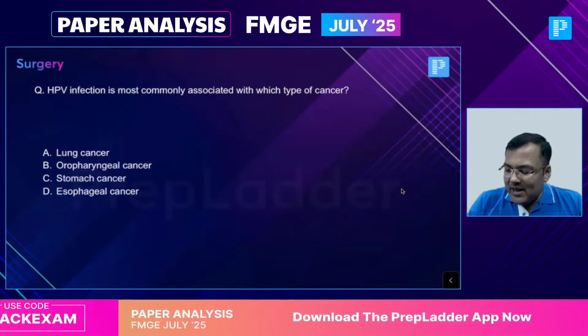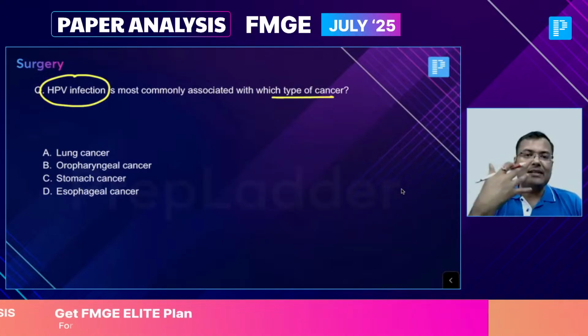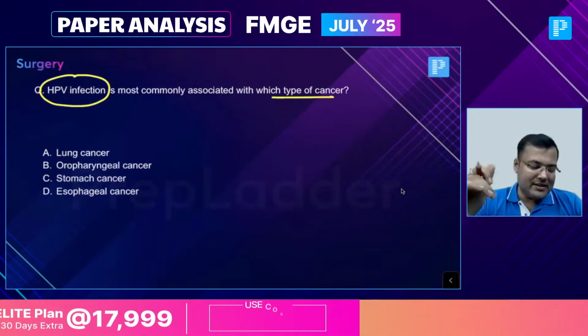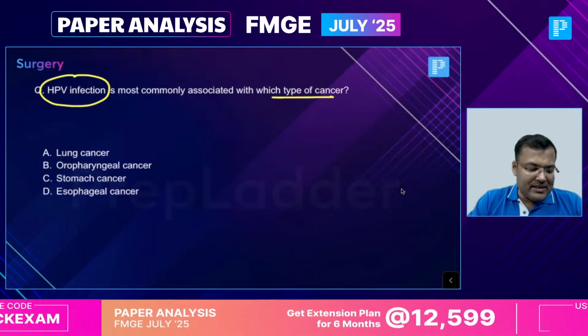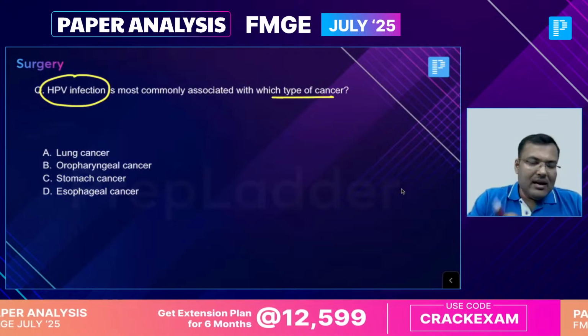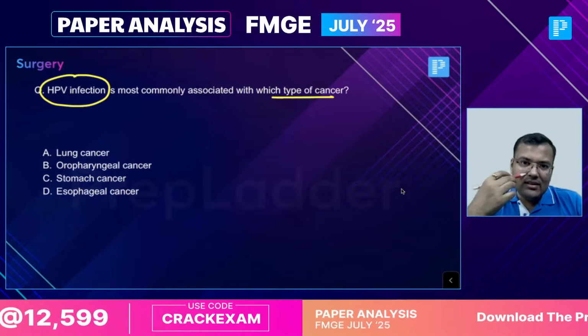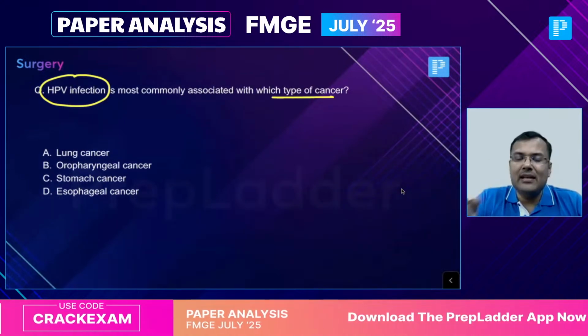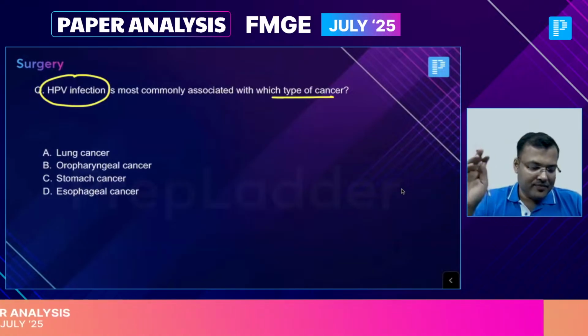Next, human papilloma virus infection is most commonly associated with which type of cancer? Most commonly, tell me guys, you know the answer. Nasal fold था, अगर nasal fold है, basal cell carcinoma. See, somebody was telling me the question, telangiectasia है, lesion on the canthus, ये सब finding basal cell carcinoma की है. All these findings are suggestive of basal cell carcinoma.